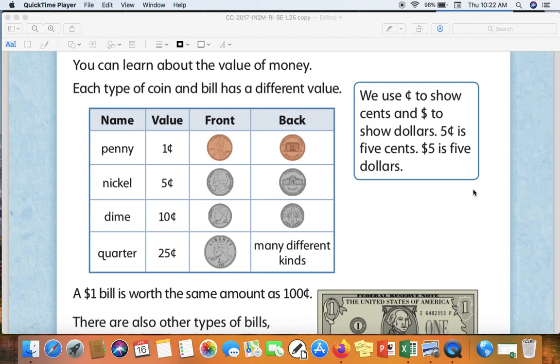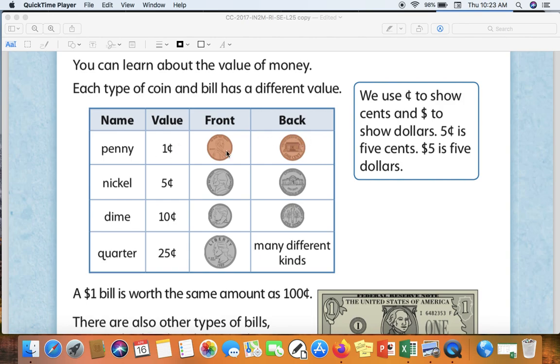This week in math class, we are going to be talking about counting groups of coins. You can learn about the value of money. Each type of coin and bill has a different value. Value is a synonym for worth. How much is it worth? What's its value?